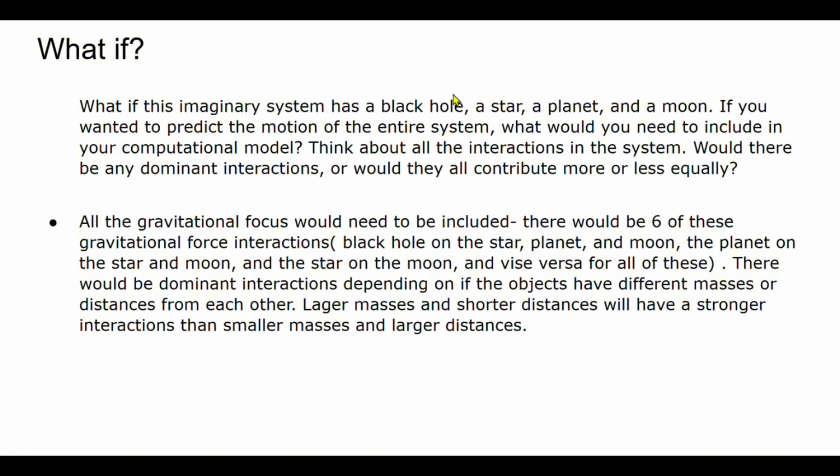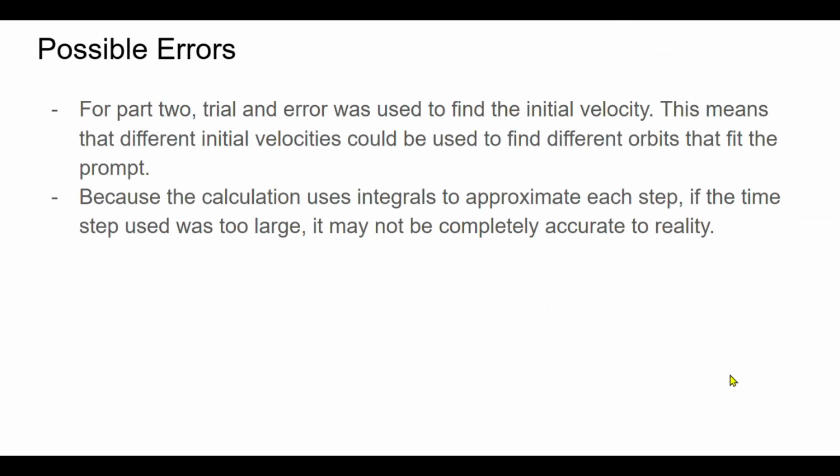And what if there was a black hole, a planet, a star, and a moon in a system? So I guess the answer to this question, there would be 6 different gravitational forces because you have the black hole and the star, the planet and the star, the moon and the star, and so on, and vice versa. All those are acting on each other. And then I think there would be some dominant interactions if there's different masses or radiuses between the objects that could cause some forces to be more dominant than others.